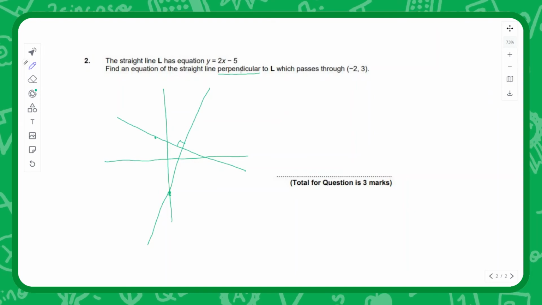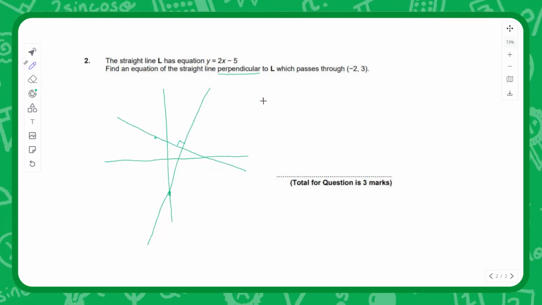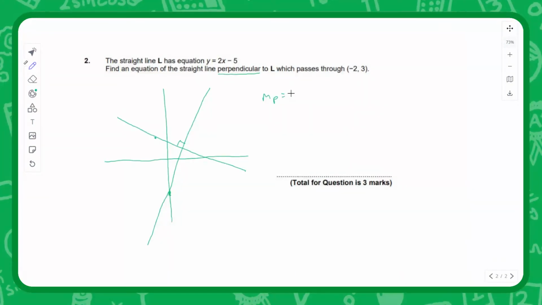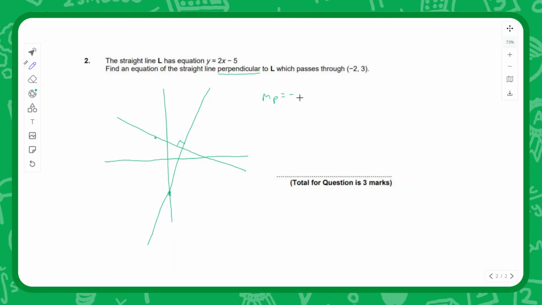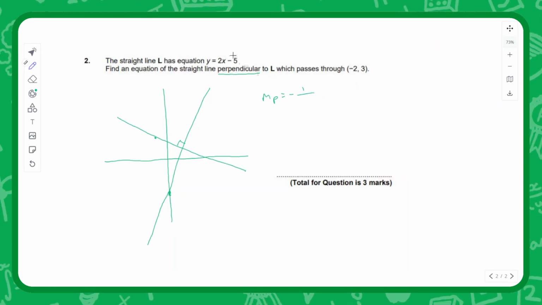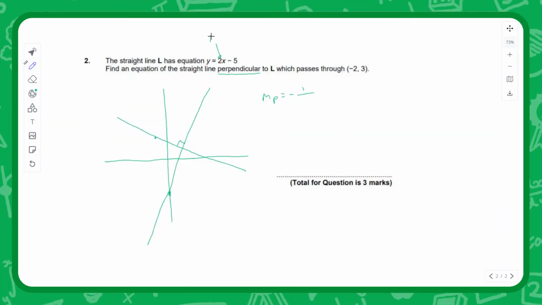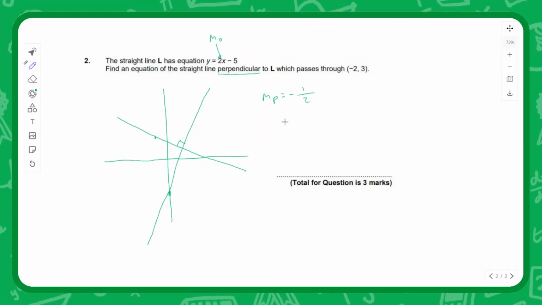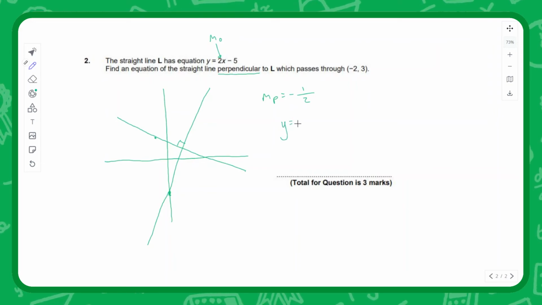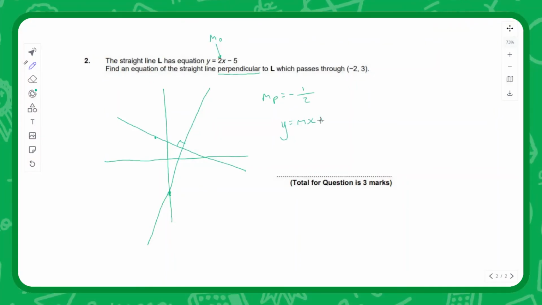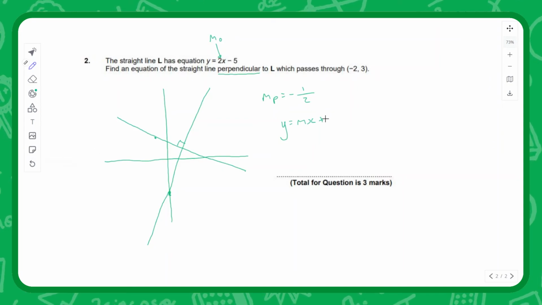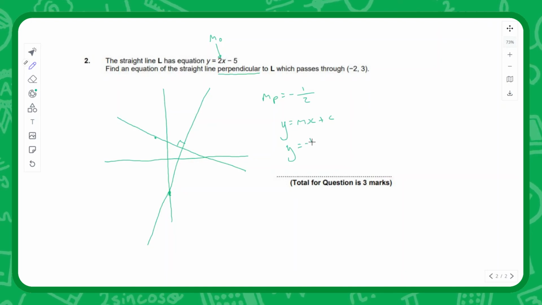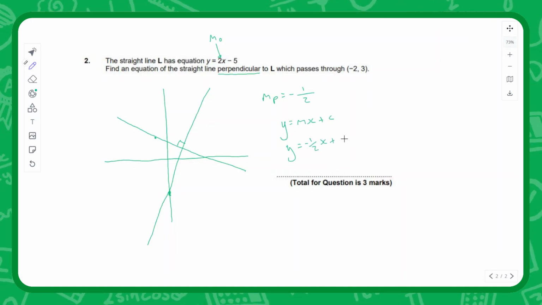Well, I know that the gradient of my new line, my perpendicular line, is going to be equal to the negative reciprocal of the original gradient, minus 1 over the original gradient. Well, the original gradient, which I'll call m_o, is going to be 2, so it's minus 1 over 2. And we're halfway there, right? We always need our line equation to be in this format, y equals mx plus c. And so I'm halfway there. I've got m, which is minus a half, but I don't have c yet.